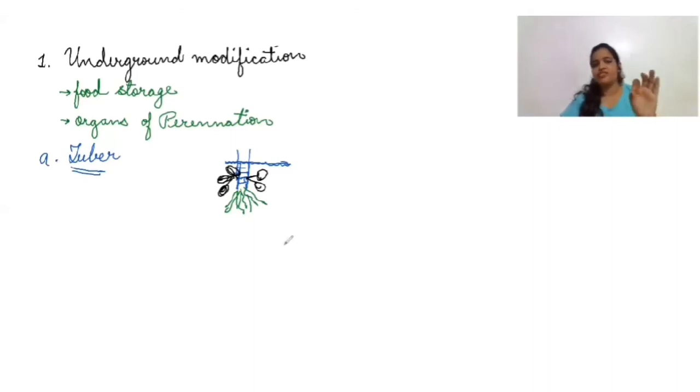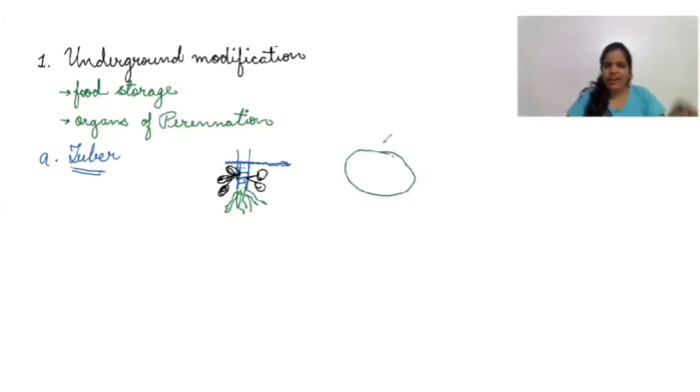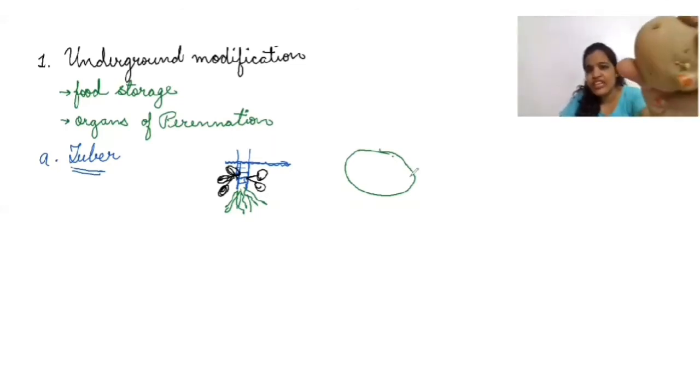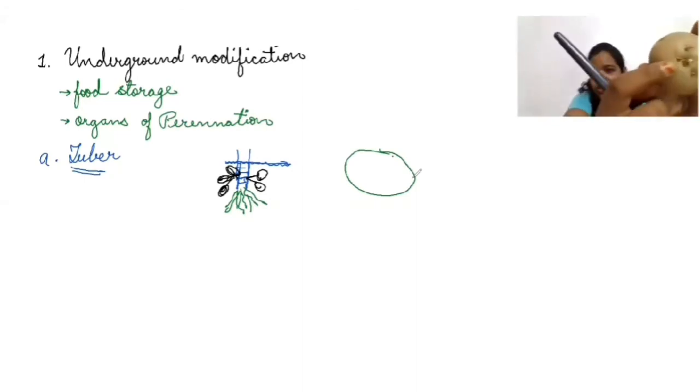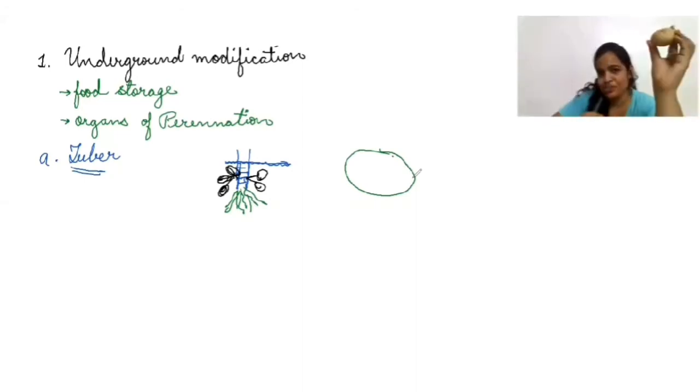So don't get confused that these are also forming the potatoes. Now this is one potato. It can have any of these shapes, like the one I have got, this one. You have seen that potatoes have these structures, right? So what are these structures, guys?